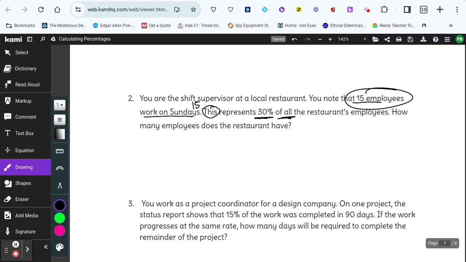So what you're going to do is take the 15, the part that you do know, and divide it by that percentage that 15 represents. So 15 represents 30%. So we're going to divide it by 0.3. We're going to change it to a decimal. So we're going to do 15 divided by 0.3. Hold on, I punched it in wrong. 15 divided by 0.3. And we get 50. So there are 50 restaurant employees in all.